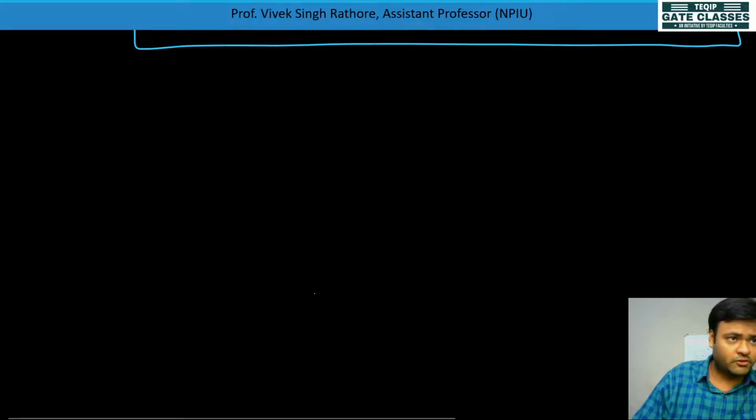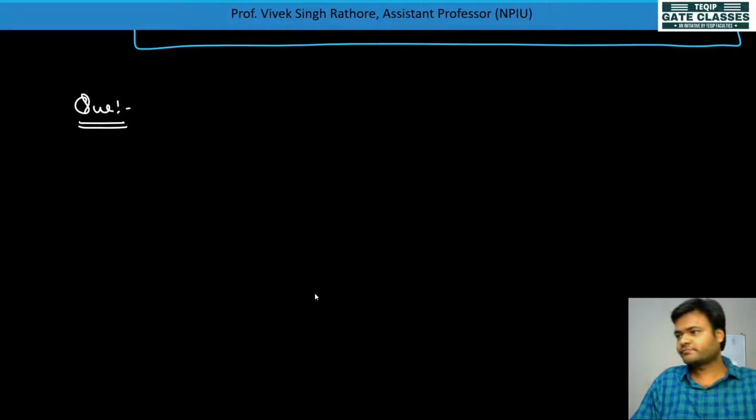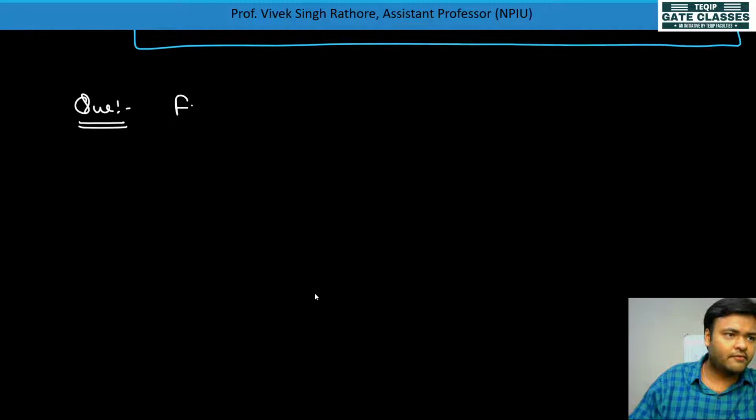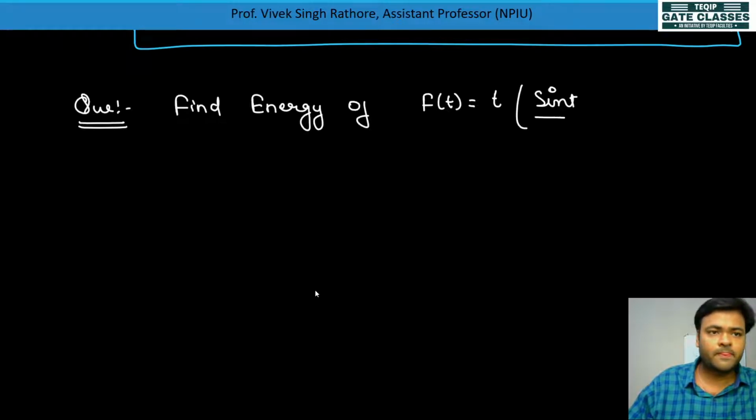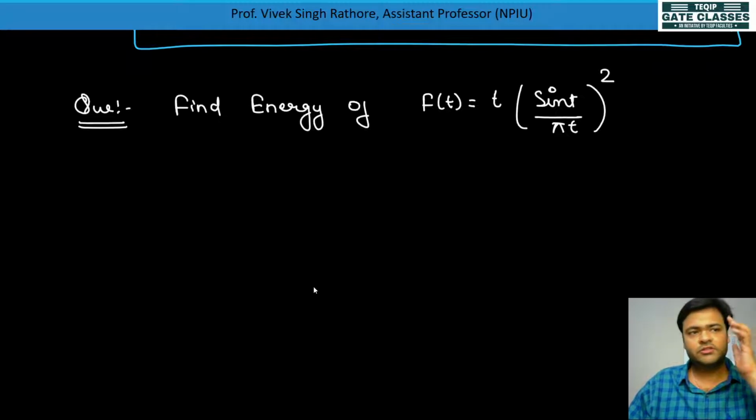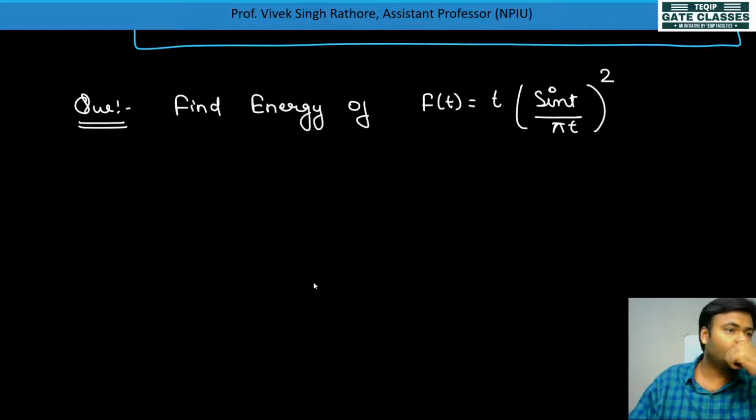Now we'll do some problem, and then only you will understand this property or this relation. So we'll do some question. Let's do it. One question is there. You need to find energy of, let's suppose f of t is given, f of t will be equal to t into sine of pi t whole square. This is your question. This question seems to be tough, and you need to find energy.